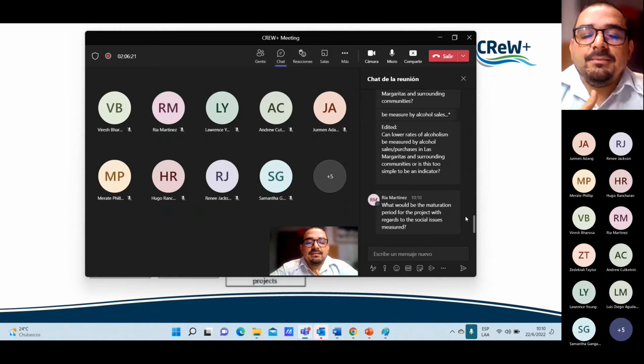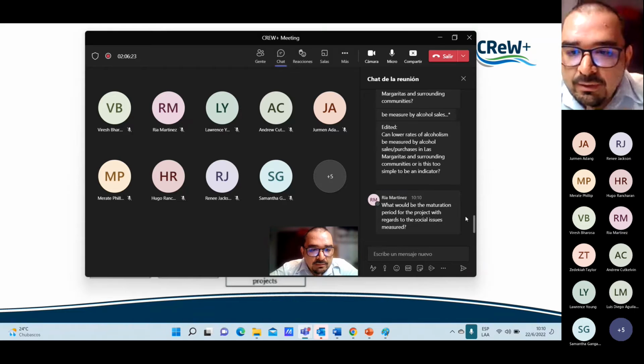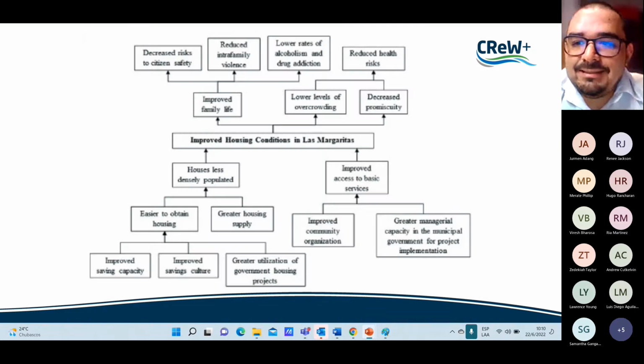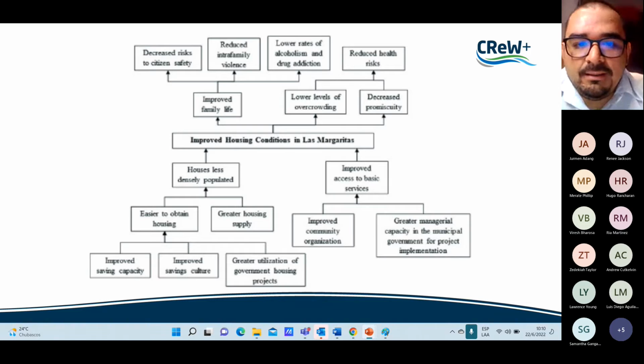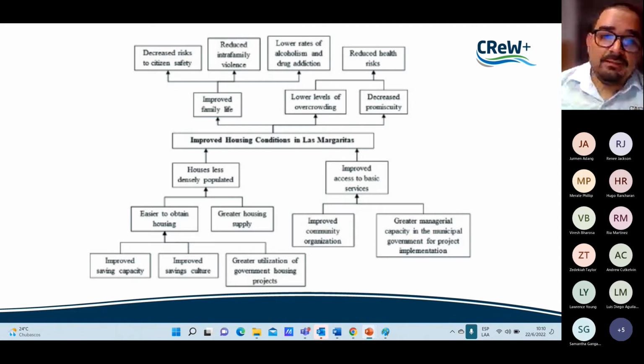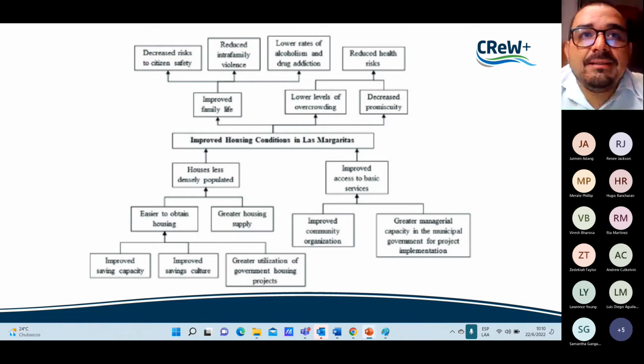Okay, Ria asked a very interesting question. What will be the maturation period of the project with regards to the social issue measures? In this case, we have problem 3 and objective 3, but we don't have the project, right? So at this point we don't know what the project is. We are going to look at it later in the framework matrix.